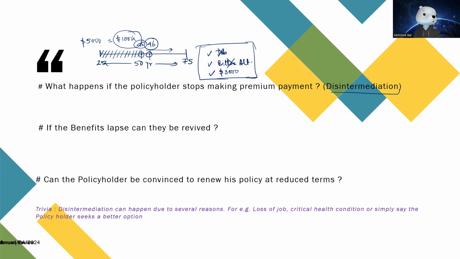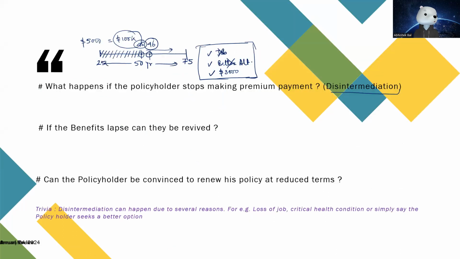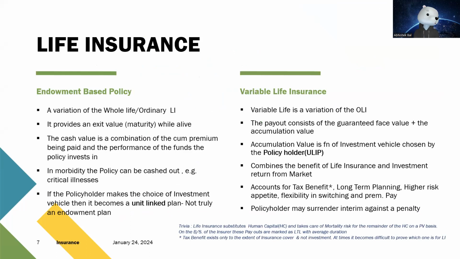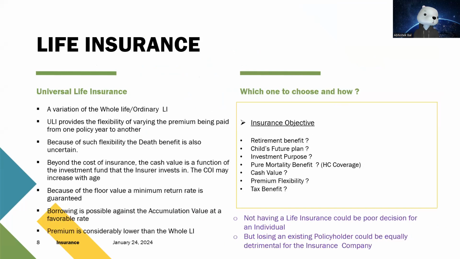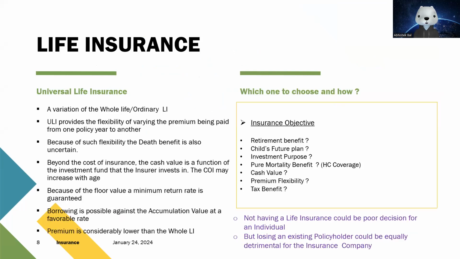Now think of it. Initially, to begin with, we simply described the whole or the ordinary life insurance. Now we have put forth to you 3 questions, and these 3 questions are pretty practical and pretty relevant, isn't it? The answer to all of them is yes, a solution can be found. And these solutions are mostly charted out along the lines of these 3 insurance policies, which are a little bit different from the whole or the ordinary life policy. Which are these 3 policies? Well, endowment-based policy, variable life insurance policy, and universal life insurance policy. So let's discuss them one by one.